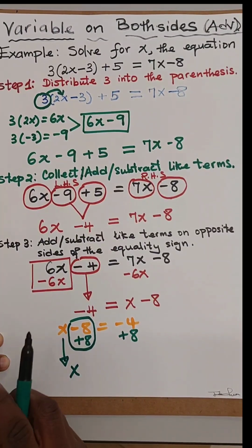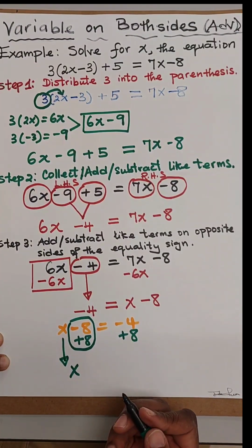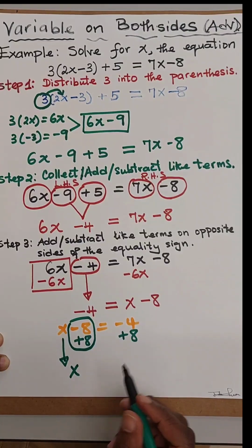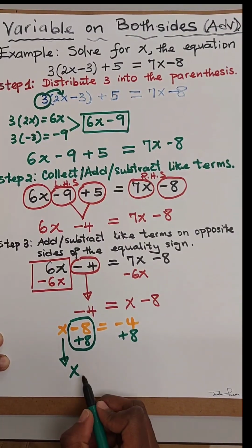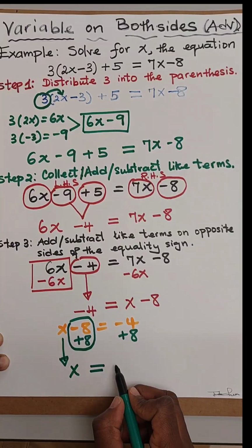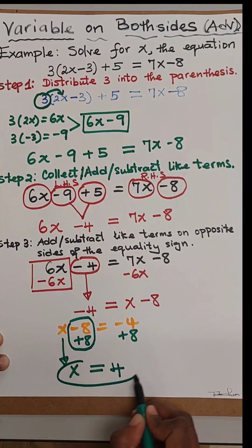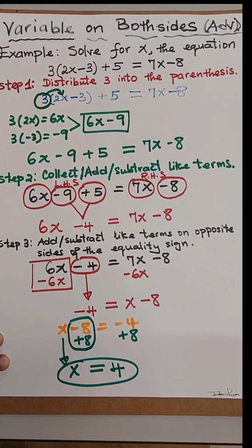That is the meaning of solve for x. Solve for x means you want to end up with x on one side, and then you have a number on the other side, so that you can have the solution, the value for x that makes that equation true. So you have x equals negative 4 plus 8, which is positive 4. And so you have a value for x. You have solved that equation.